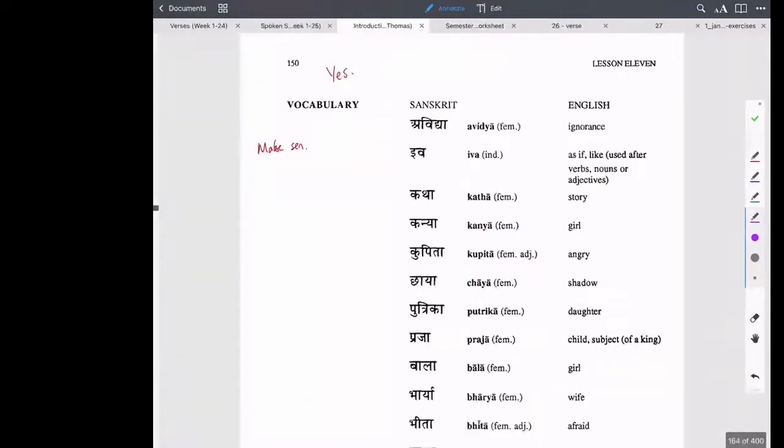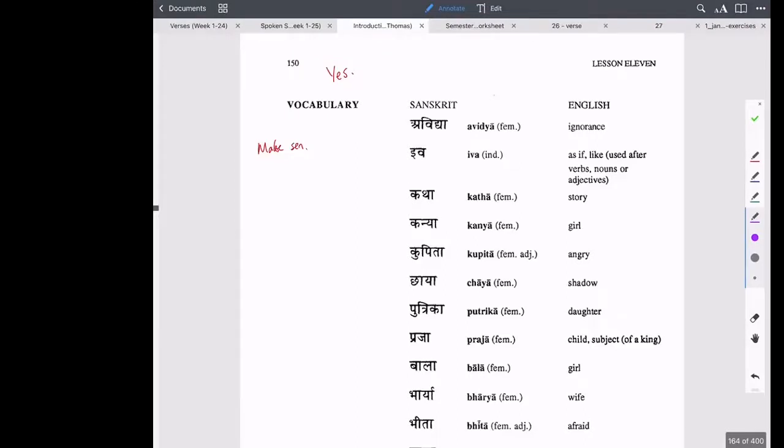Our juicy new words, and that is the end of our session. Let's do these new words together, all feminine words. Okay. Avidya, ignorance. Avidya, ignorance. Repeat. Iva, like. Iva, like. Out loud. Katha, story. Katha. Remember the strong aspiration. Katha, puff of air. Katha, story.